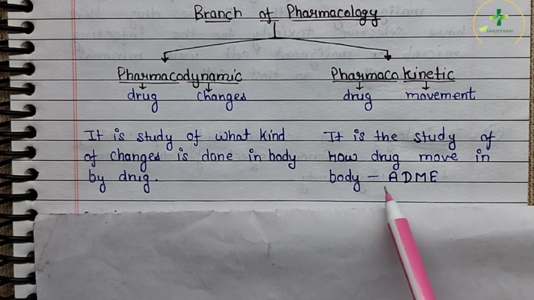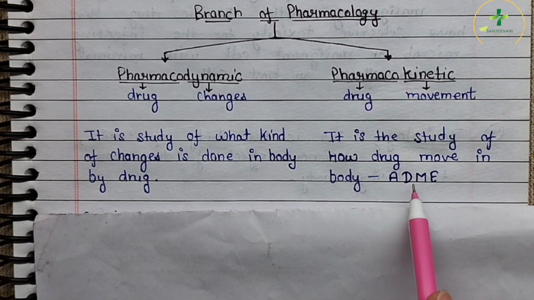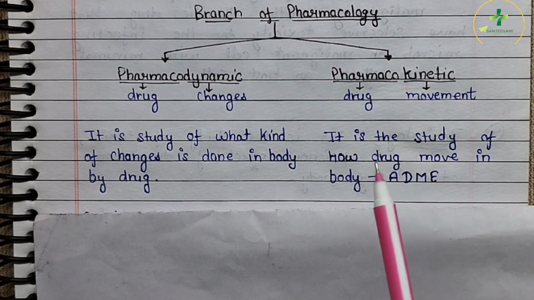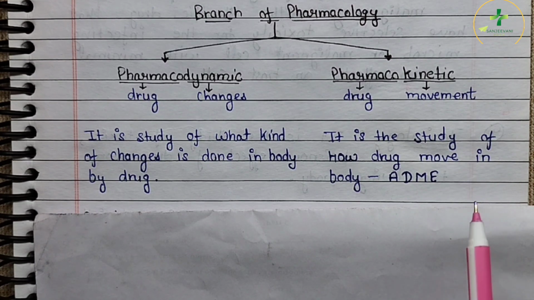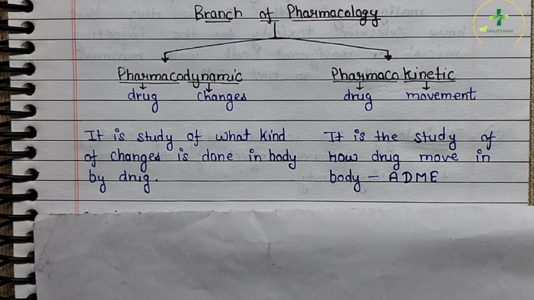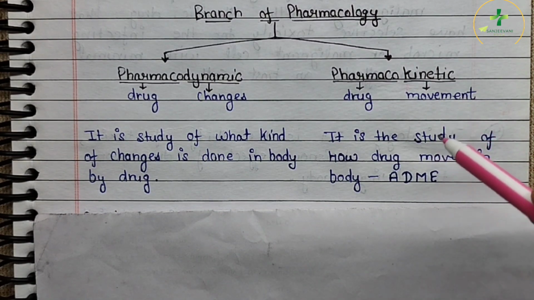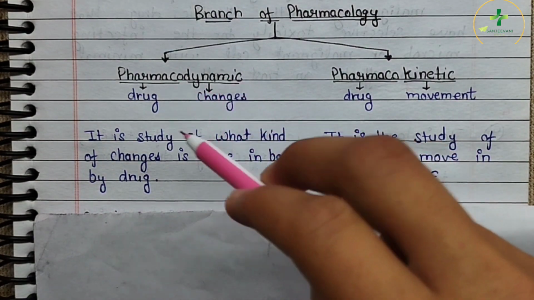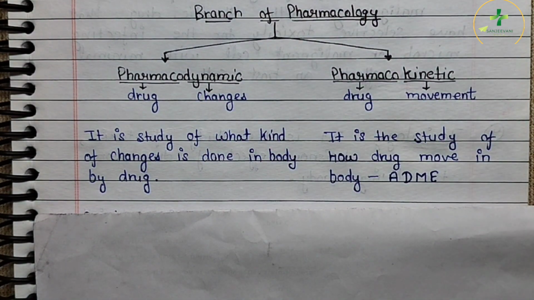It follows ADME. What is it? Absorption, distribution, metabolism, excretion, right? So pharmacokinetics is the study of how the drug moves in our body after we administer it, how it passes through our body, where it goes. That is included in pharmacokinetics. After reaching the site of action, how it affects is called pharmacodynamics. I hope you got it.